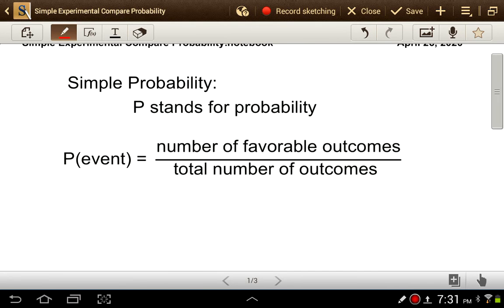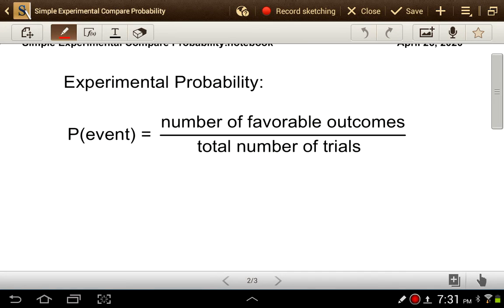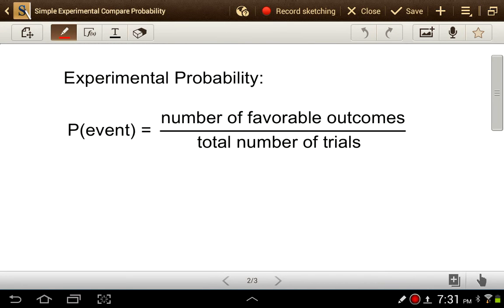In example 2, we're going to talk about experimental probability. With experimental probability, experimental means you're actually doing it. So you're taking the probability of something that's occurring, not just what could happen. So in this, the probability of an event is the number of favorable outcomes over the total number of trials. So how many times we wanted it to occur over however many times we tried something.